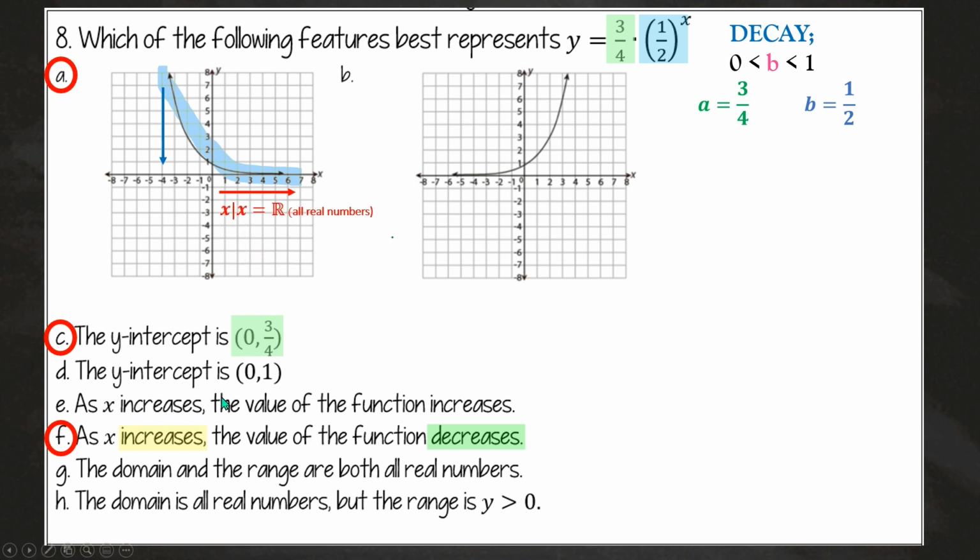Finally, we're going to be looking at domain and range. So option G says the domain and range are both all real numbers. Well, the domain is all real numbers because x is equal to all real numbers, but our y values, the only possible y values or our range is going to be greater than 0. So make sure you read carefully, and in this situation, you should have 4 correct answers.